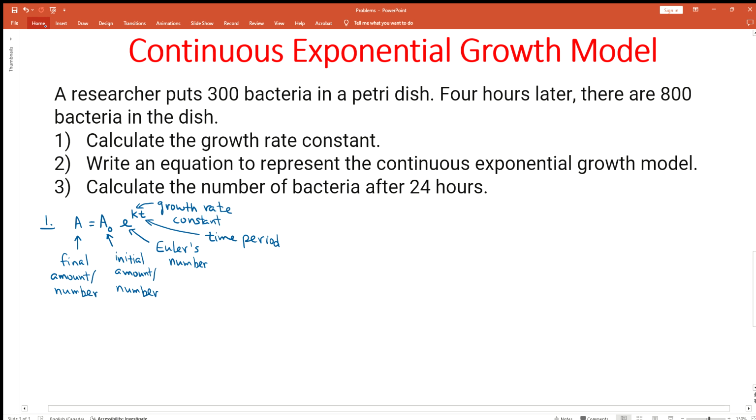In part 1, we have to calculate the growth rate constant. That means we have to find the value of K. As per the problem, the researcher starts with 300 bacteria. So the initial amount is 300. So A naught is equal to 300. The final amount after 4 hours is 800. So A equals 800. T is equal to 4 hours. We should sub in these values in the equation to find the value of K.